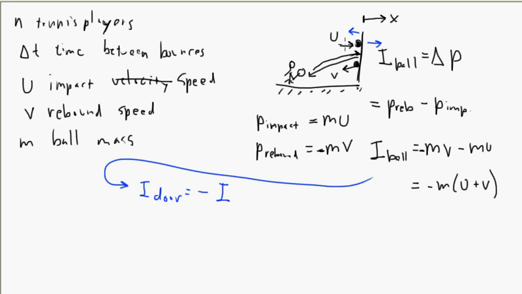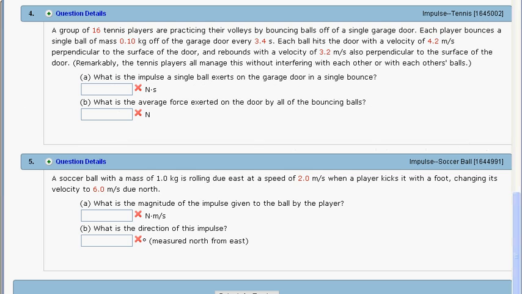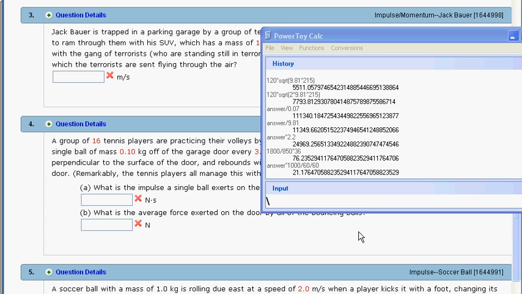So when the door bounces the ball back, the ball gives the door a shove that way. Negative I ball. So the impulse on the door is the negative of the impulse on the ball, which is going to equal m times (u plus v). So let's see. That is for us here, m times (u plus v). So we have 4.2 plus 3.2, that's our u and v, and then 0.10 kilograms. Let's try that.